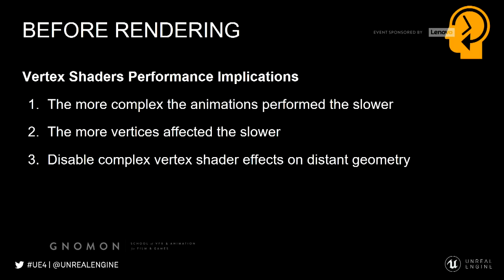Now, in terms of performance, we need to keep in mind that, of course, the more complex our logic, or the more complex our vertex shader, the more costly it will be for performance. And of course, the more vertices we have in our mesh, the mesh we are deforming, it's going to be a little bit slower, but still it's going to be scalable. That's okay. So one common trick that we can do is disable complex vertex shader effects on distant geometry. Because actually, at one point, people won't be noticing this local animation or local deformation at a certain distance.